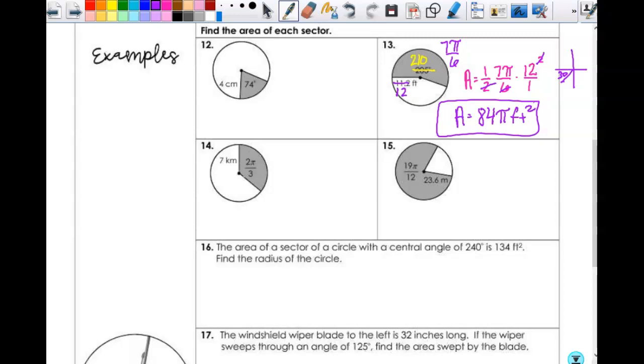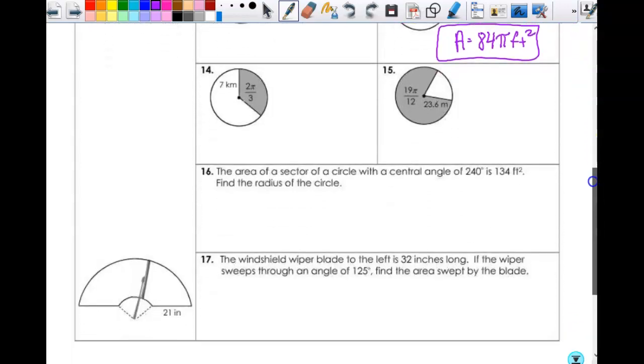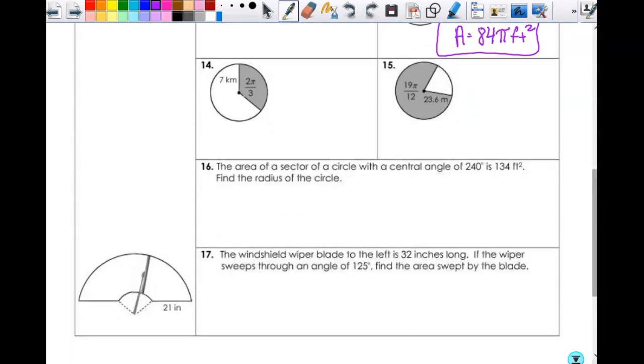Okay. All right, look at number 14. No, so these numbers are already okay and decent. I'm already in radians, so I'm good. So I get area is equal to 1/2 times 2 pi over 3 times 7 squared over 1. Then I simplify first. These 2s cancel out. Is that 3 going to do anything with those 7s? Nope. So my area is just 49 pi over 3 kilometers squared.